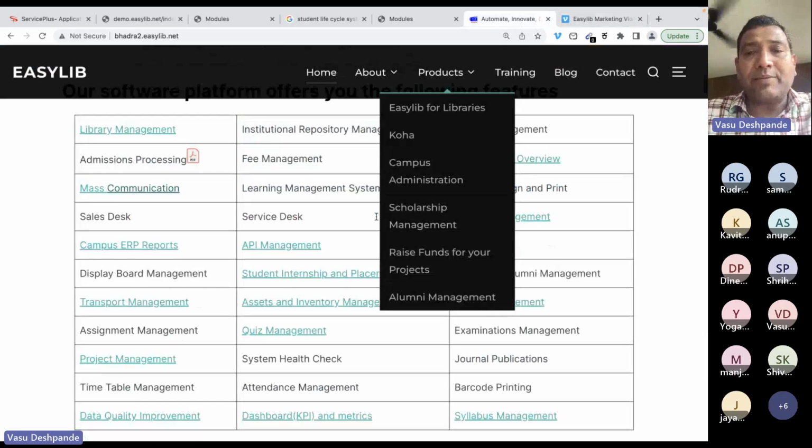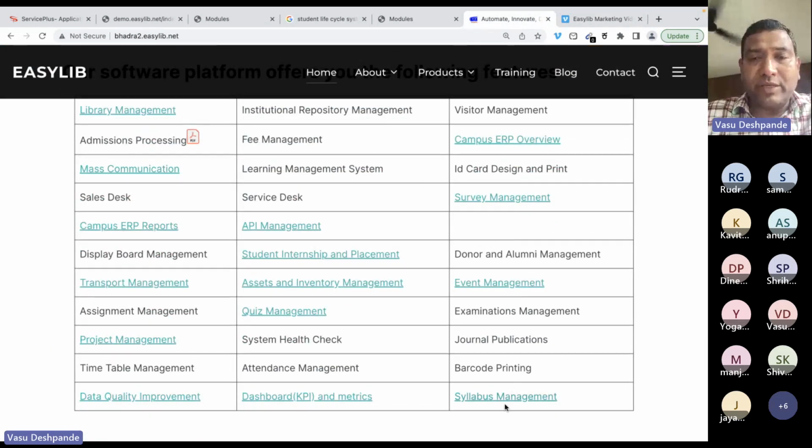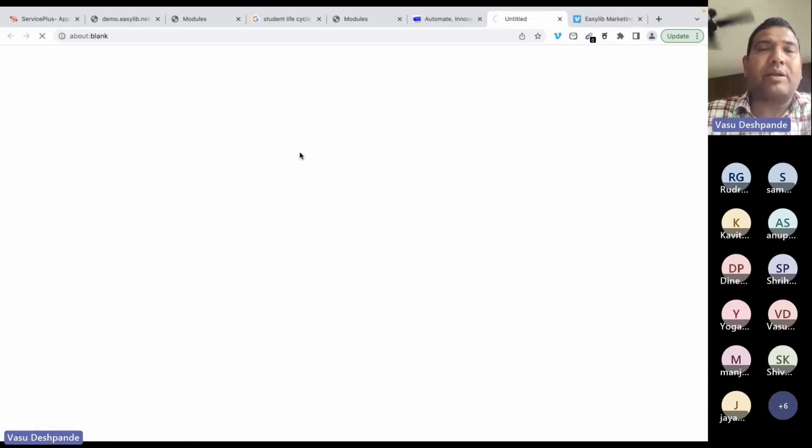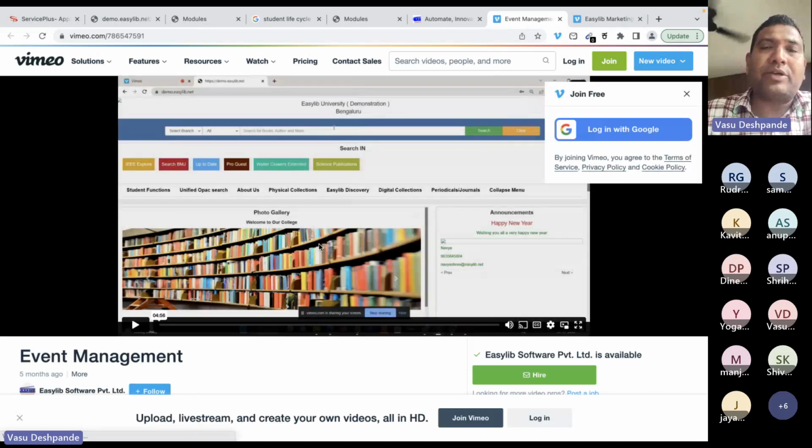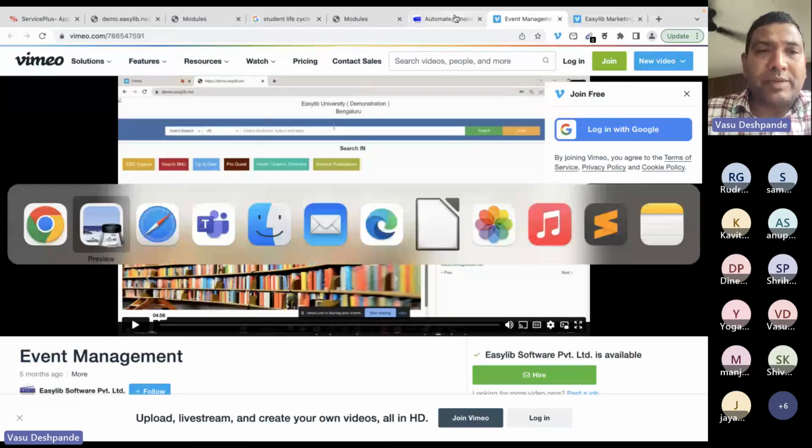So yeah, that's about it. You can see here, right? Each of these goes pretty deep into that particular function. Okay. So that's about it.